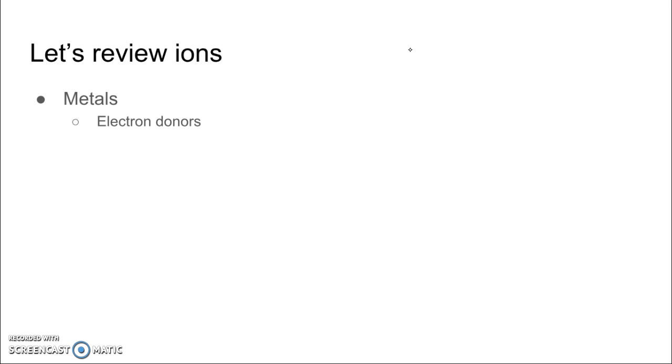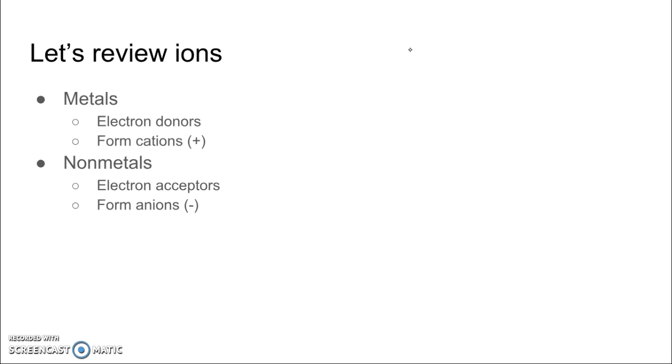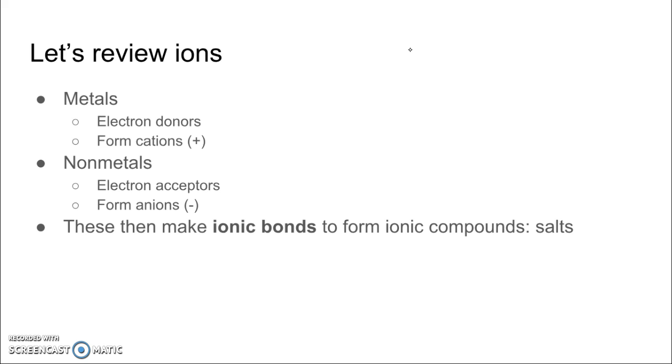Now, a positively charged ion has a name, and we call it a cation. You'll notice that the T looks a lot like a plus sign. Cations are always positive. Now we have nonmetals. Nonmetals are the opposite, so they accept electrons, and doing so, they become negatively charged, and so we say they form anions. Metals and nonmetals together create what we know as ionic bonds. We call anything that has ionic bonds, a metal with a nonmetal, a salt.